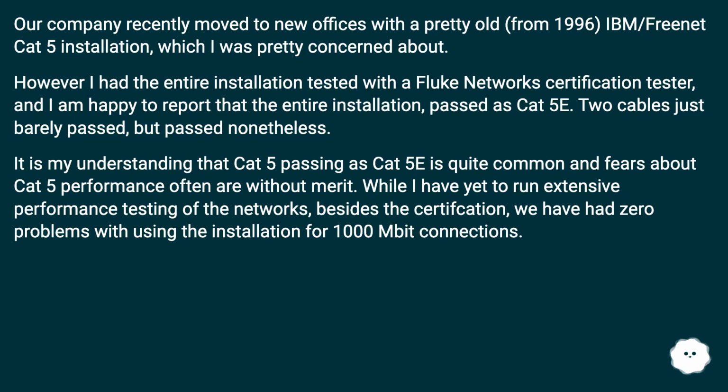While I have yet to run extensive performance testing of the networks, besides the certification, we have had zero problems with using the installation for 1000-bit connections.